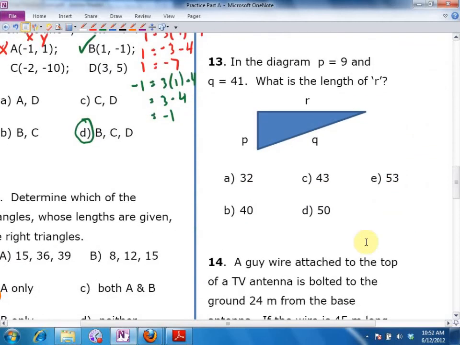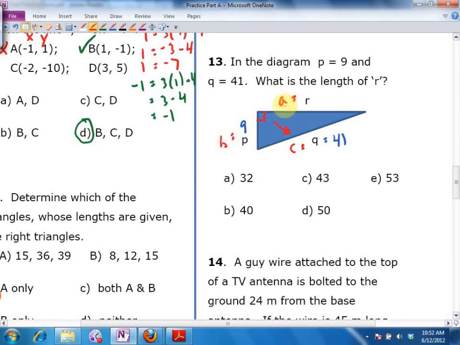Okay. Next question is very similar. Make sure you plug your numbers in though. Label the diagram. Q is 41. P is 9. This is 9 over here. R we don't know. Where's the right angle? It's right here. So which side is the hypotenuse? Well, that side's the hypotenuse. It's across from 90 degrees. And so that's going to be the C. And this will be the B and the A.